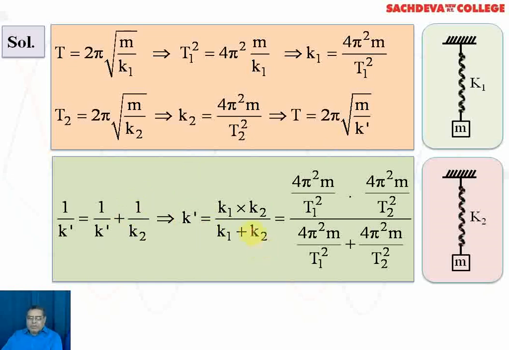Now we compute the values of K1, K2. Then in the numerator, K1 and K2 are multiplied. So we have written 4 pi square m over T1 square into, that is a dot, dot means multiplication, 4 pi square m over T2 square, whole divided by 4 pi square m over T1 square plus 4 pi square m over T2 square. Now from the denominator, we take out common 4 pi square m, and the remaining result will become 1 over T1 square plus 1 over T2 square. Then we take the LCM, and then we make the cancellation algebraically.